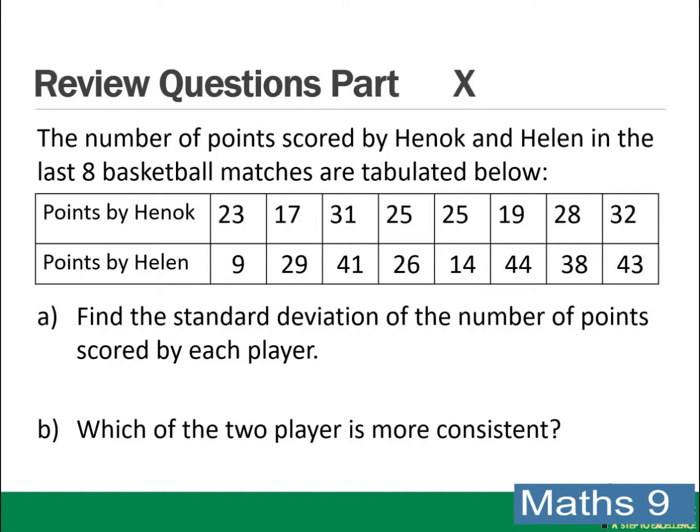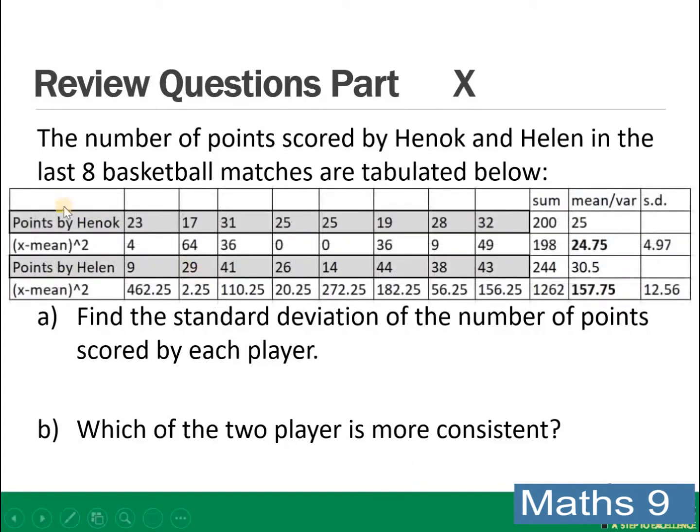Here's the answer. To work this out, we need to add some more rows to the table. Now, if we have a look at the points that Henok scored and find the sum of all of these points, which is 200, and divide it by 8, we get the mean of 25. And the same for Helen, we get a mean of 30.5.